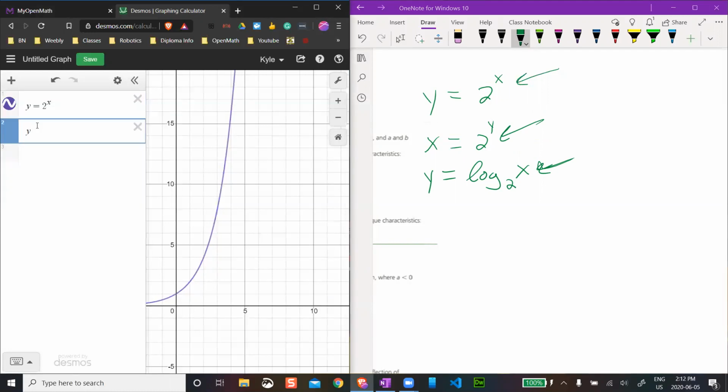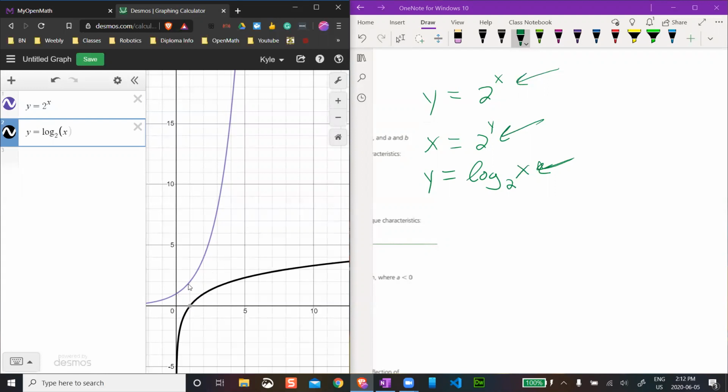So that'd be y is equal to log, and now I could write log. Actually, I do have to write log base 2. I hope I can do base on this. Base 2, yep, of x. And what do we get? All right, so that's what I was talking about there, right?